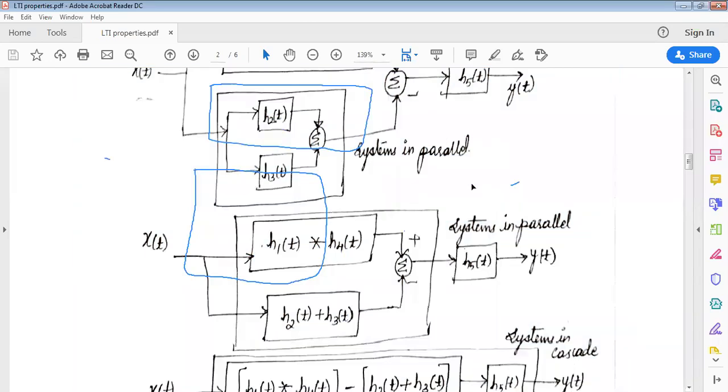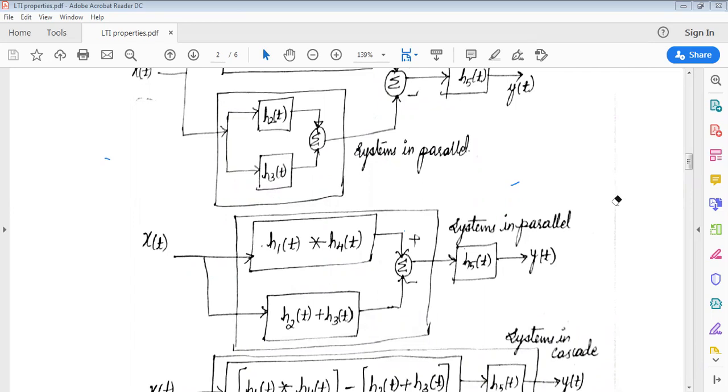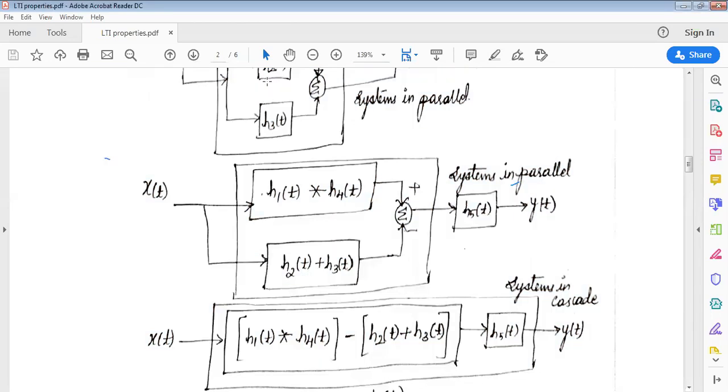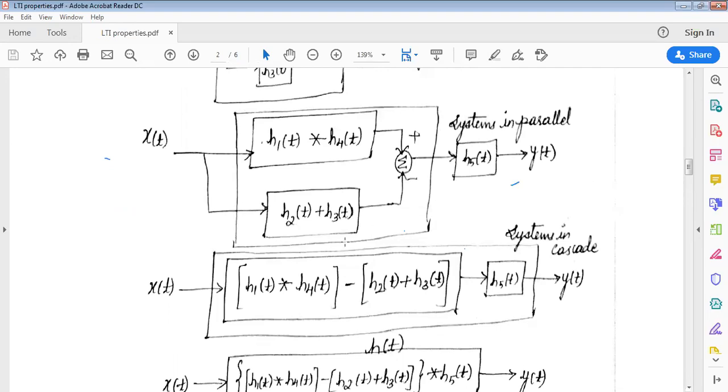Okay? So you can just see here. So what is the net response? For the systems connected in parallel, it is h2 of t plus h3 of t. And for the systems which were connected in cascade, it is h1 of t in convolution with h4 of t. Once again, if you refer to the figure, these two form the parallel connection. So how do you simplify this parallel connection? Adding the individual responses. Okay. So here I see h1 of t convolved with h4 of t is one term, and here I have a minus sign. So it is minus the quantity h2 of t plus h3 of t.